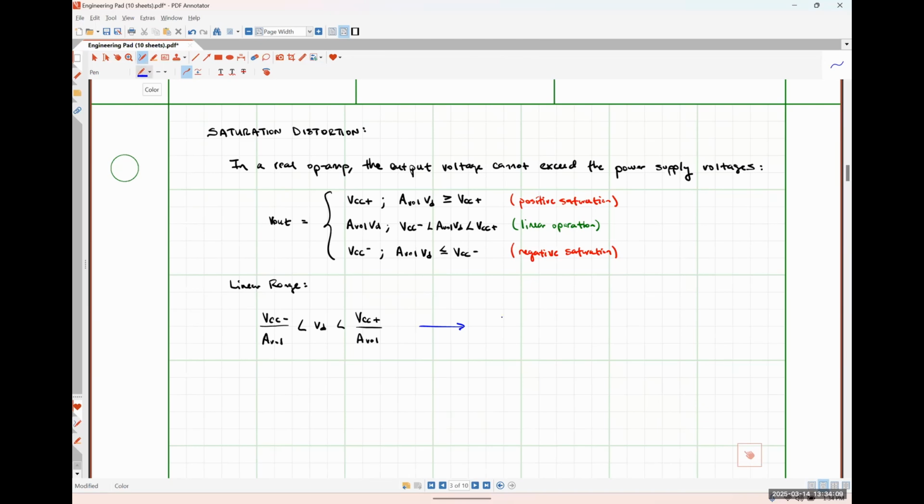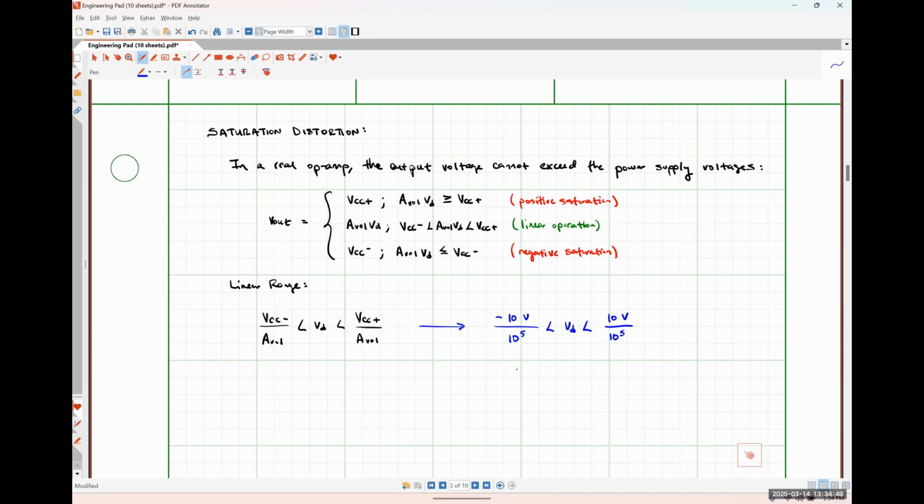So VCC minus, if my memory serves me correctly, was negative 10 volts, right? AVOL was 10 to the 5 volts per volt. So it doesn't have dimension, so I'm just going to leave that off. Then we're going to have less than VD is less than positive 10 volts over a factor of 10 to the 5. What's 10 over 10 to the 5? 1 over 10 to the 4th, sure, okay. Put that in a voltage, it's going to be 100 microvolts, right?